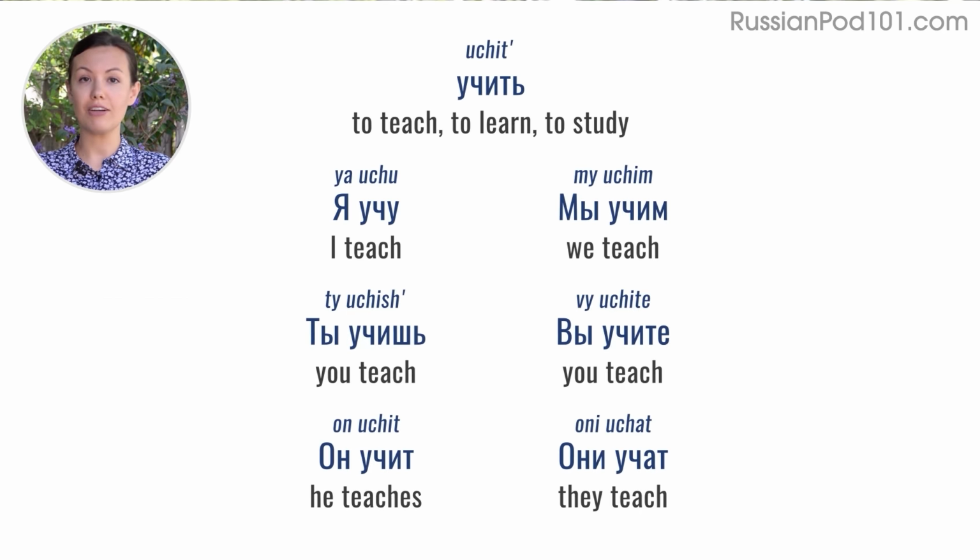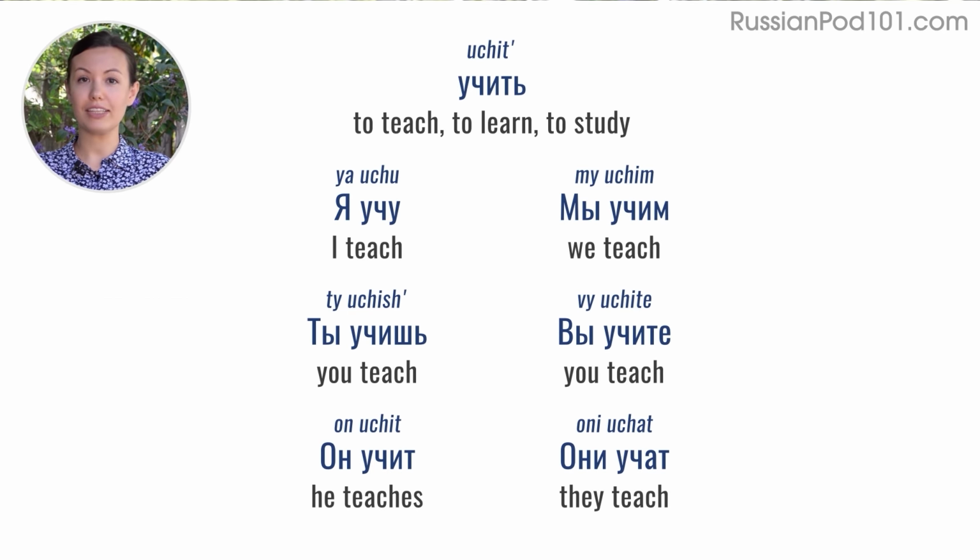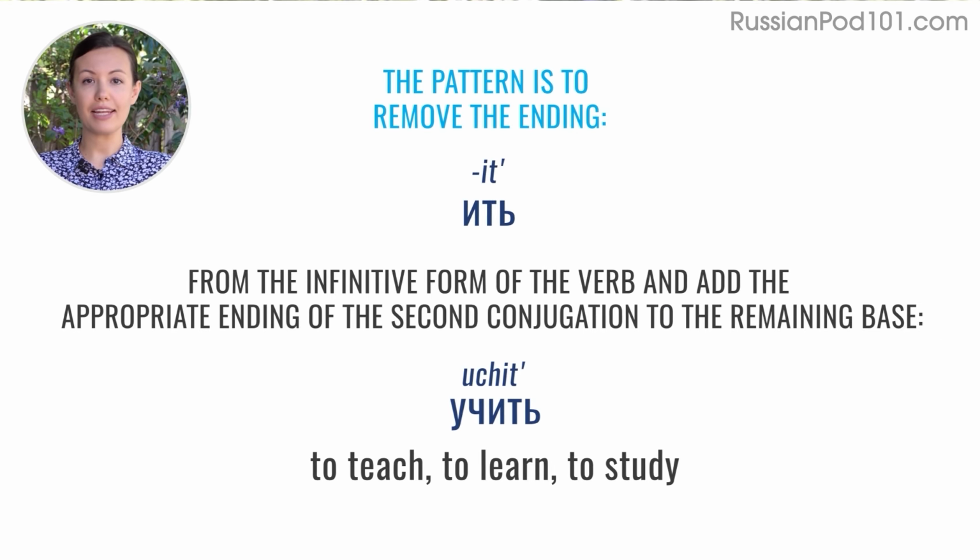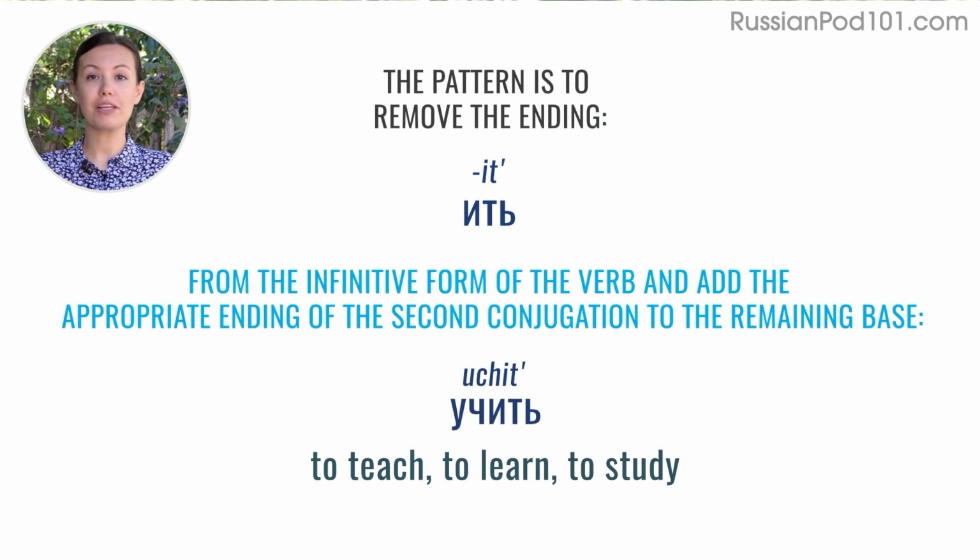Let's move to the second conjugation verbs and conjugate the verb учить, which means to teach, to learn, or to study. Я учу, I teach. Ты учишь, you teach. Он учит, he teaches. Мы учим, we teach. Вы учите, you teach. Они учат, they teach.